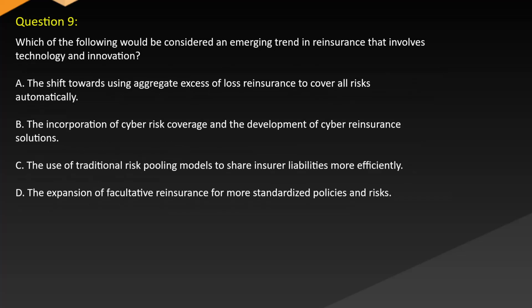Question 9. Which of the following would be considered an emerging trend in reinsurance that involves technology and innovation? A. The shift towards using aggregate excess loss reinsurance to cover all risks automatically. B. The incorporation of cyber risk coverage and the development of cyber reinsurance solutions. C. The use of traditional risk pooling models to share insurer liabilities more efficiently. D. The expansion of facultative reinsurance for more standardized policies and risks.